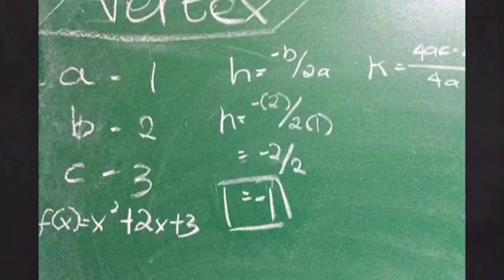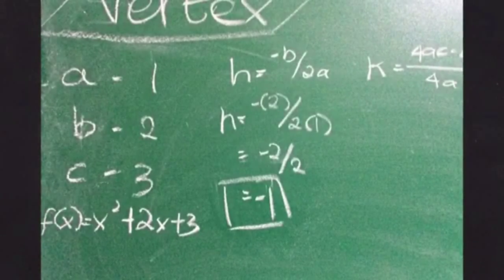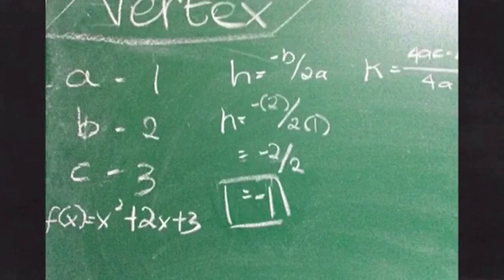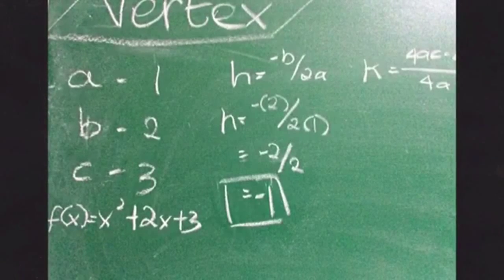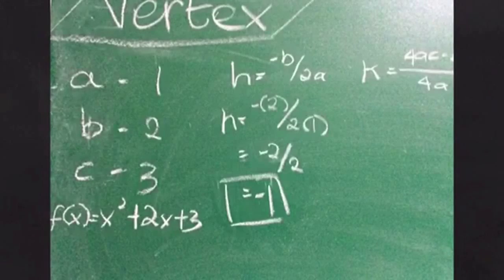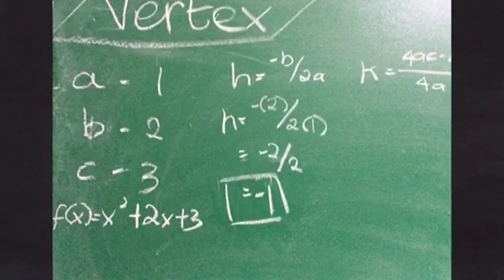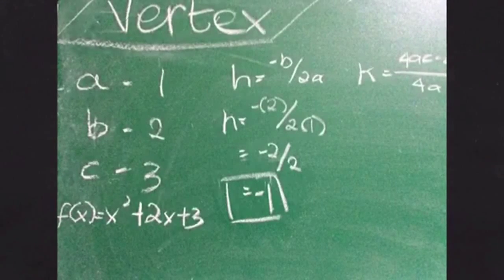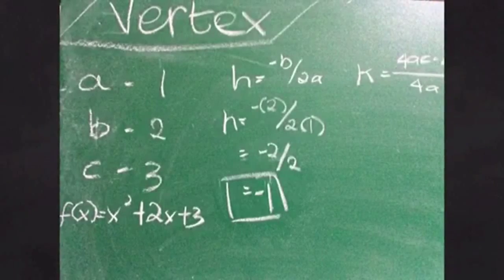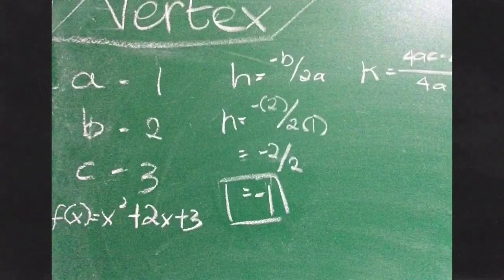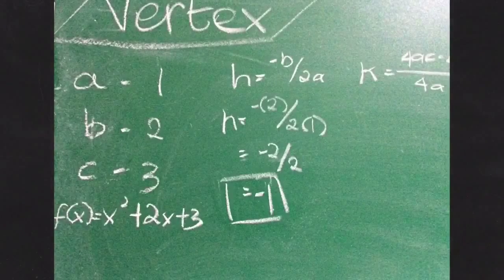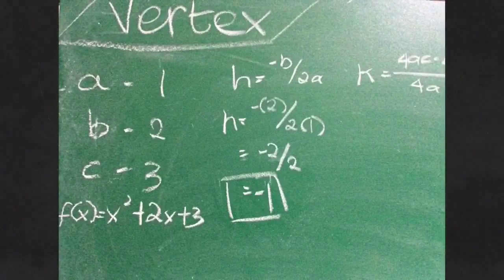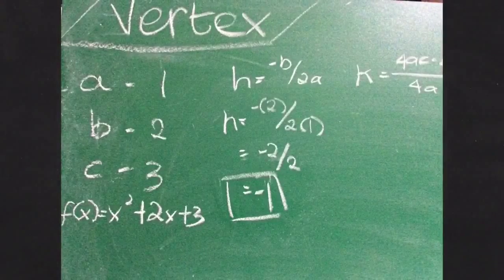Using earlier equation's values, we solve for the vertex using the formula for h first. Substitute the values into the formula and simplify. And here, we multiply 2 with the negative sign. This gives us negative 2. In the denominator, we multiply 2 to 1. Divide the negative 2 by 2. We get h is equal to negative 1.